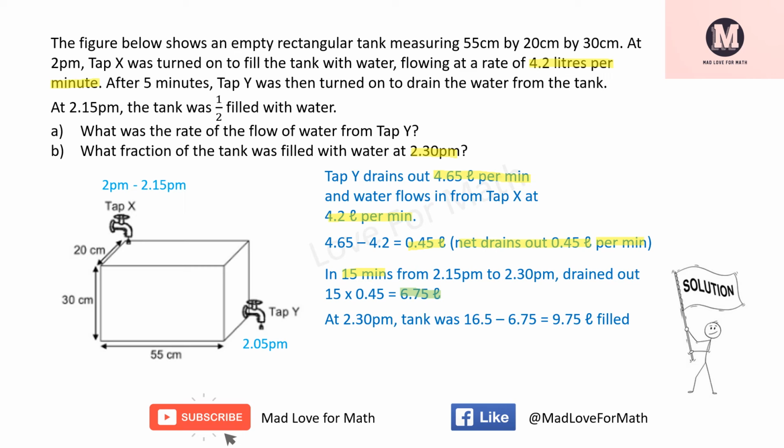Then at 2:30 p.m., how much is the tank now filled? We'll take 16.5 liters, subtract away this amount of water that is being drained out. So we'll get 9.75 liters. And this 16.5 liters is actually what we calculated in the previous part, using the half times 55 times 20 times 30 from the dimension of the tank, you'll get 16.5 liters.